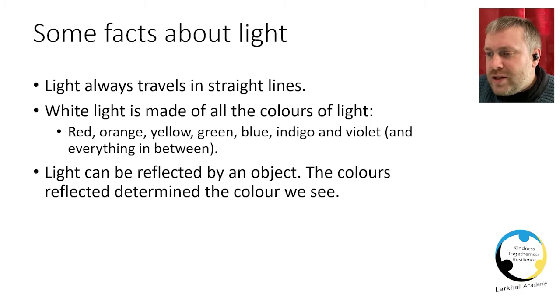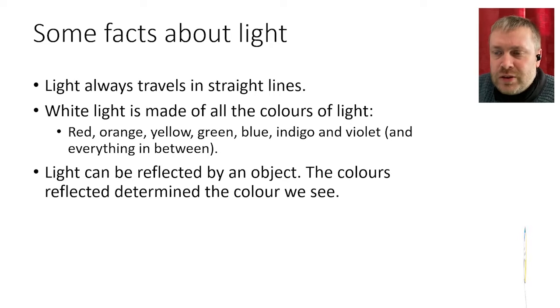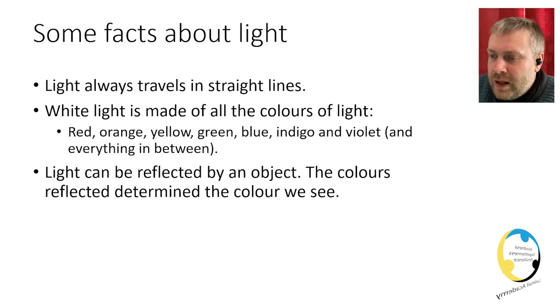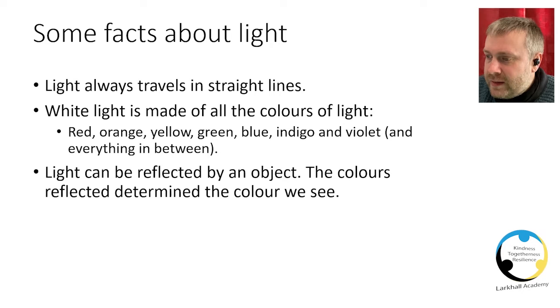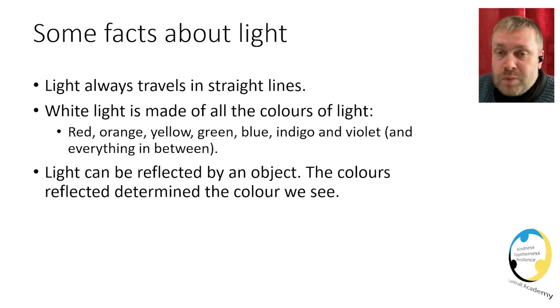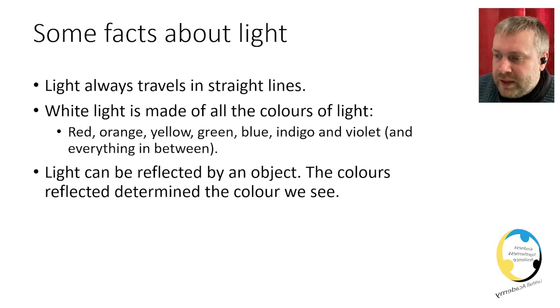White light is made of all the colours of light, so that's all the colours in the rainbow essentially, and that's essentially where the rainbow comes from. We tend to define these as red, yellow, green, blue, indigo and violet, and of course there's everything in between them as well. They just all kind of blend from one into another.